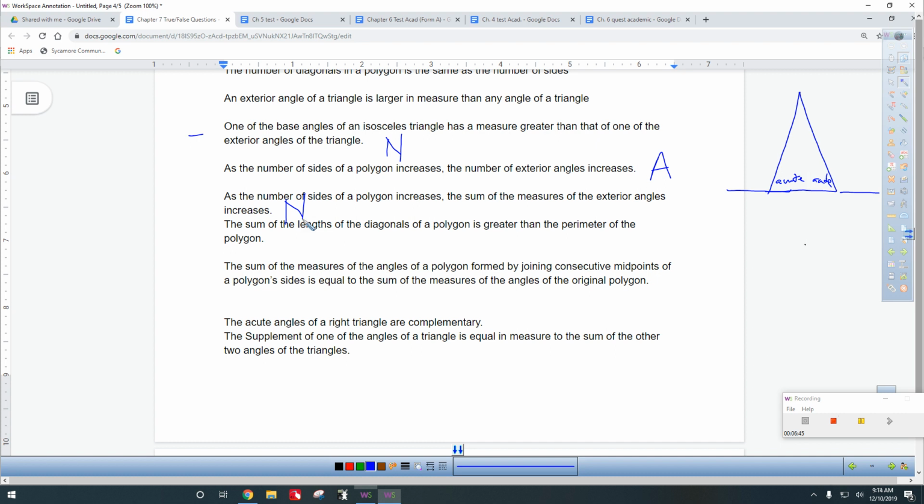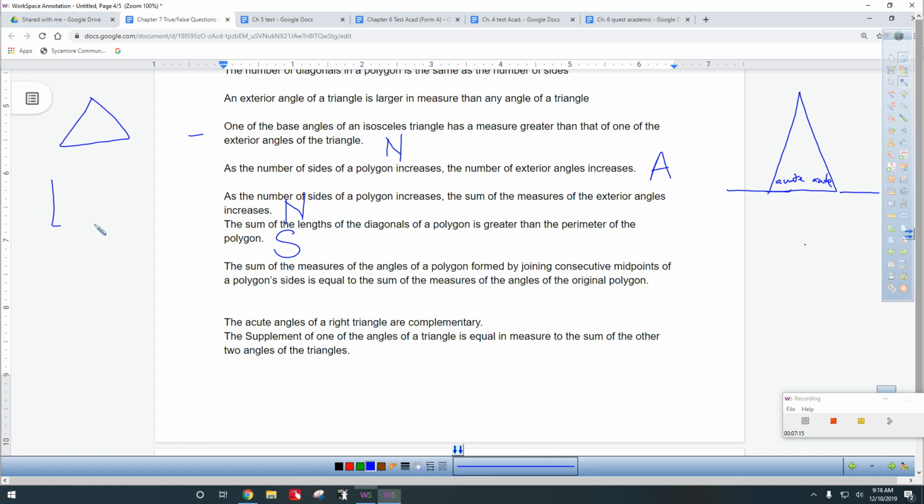The sum of the lengths of the diagonals of a polygon is greater than the perimeter of the polygon. This is sometimes true. Just think about it. What's the sum of the length of the diagonals of a triangle? 0. No, the lengths. 0.